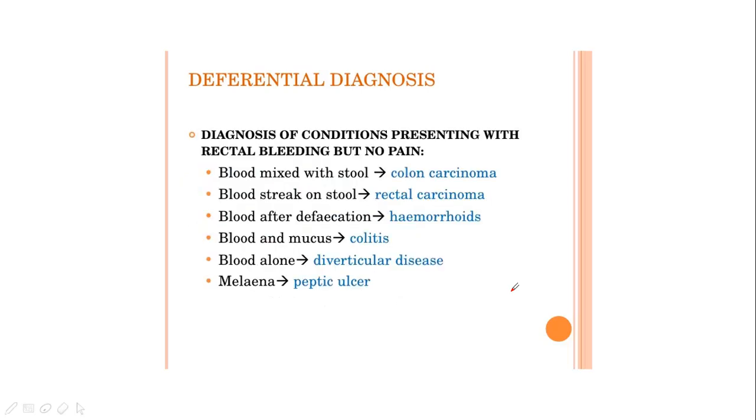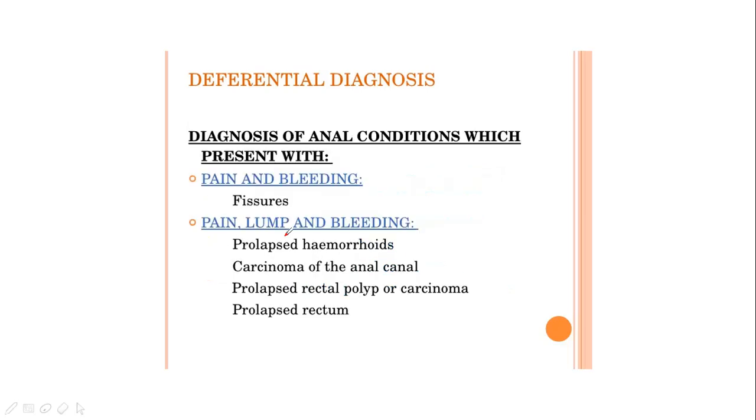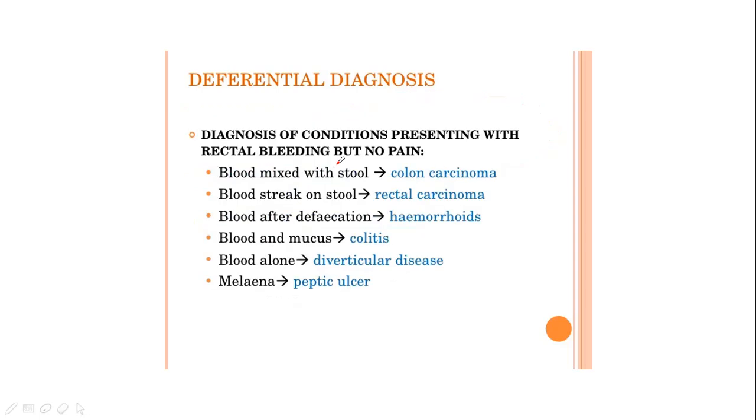Another differential diagnosis is presenting with rectal bleeding but no pain. That is the differential diagnosis of bleeding with pain, and this is the differential diagnosis of rectal bleeding but no pain. Blood mixed with the stools, colon carcinoma; blood streak on a stool, rectal carcinoma; blood after defecation, hemorrhoids; blood and mucus, colitis; blood alone, diverticular disease; and melena, peptic ulcer.